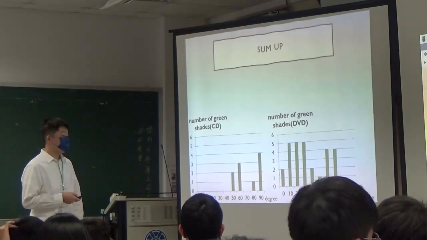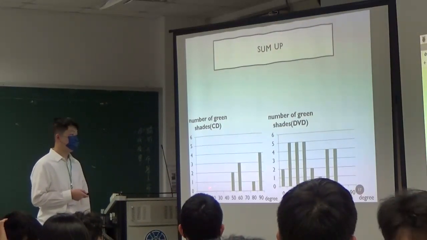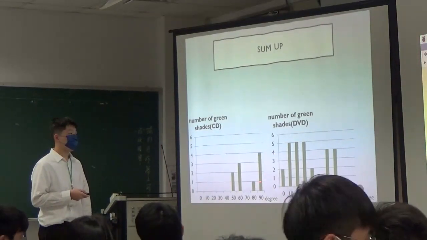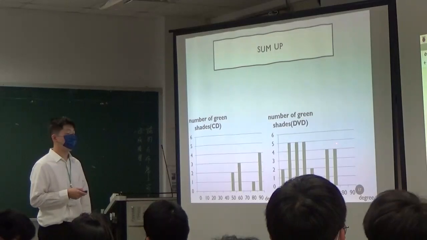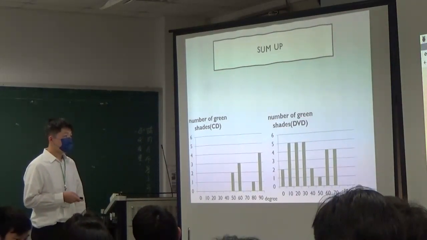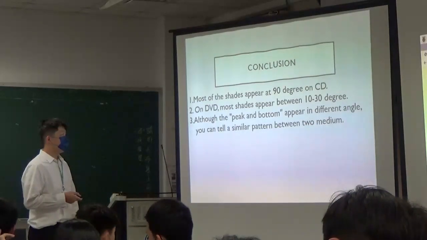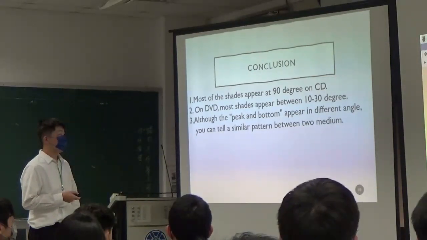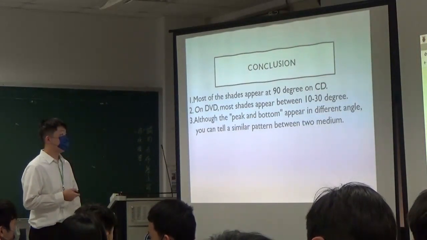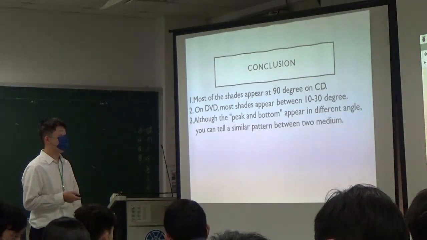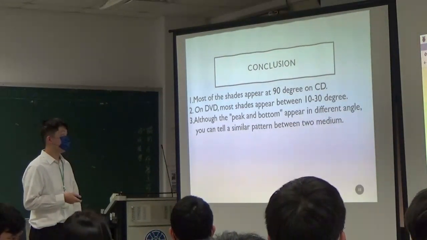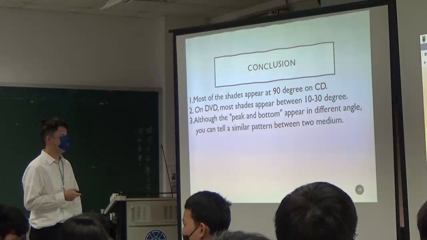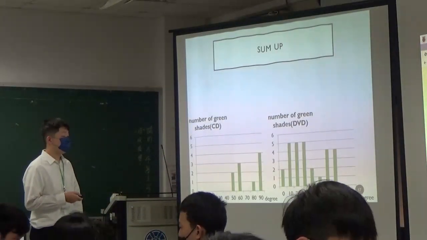And if you take a look, here it also gets rise and down and rise. And here is the same as DVD, it gets rise, and then gets down, and then gets rise again. So here's my conclusion. First, most of the shades appear at 90 degrees on the CD. And second, on the DVD, most shades appear between 10 to 30 degrees. And last, although the peak and the bottom appear at different angles, you can tell the similar pattern between the two media, just like this.